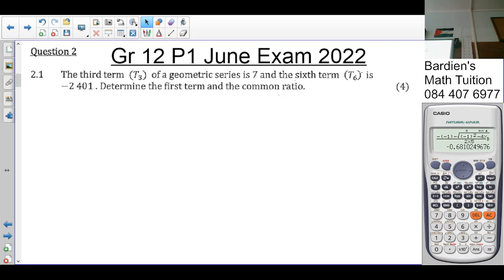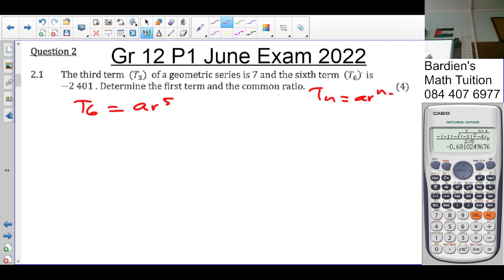Okay. Into question 2.1, this is your sequence and series question. We are told that the third term, T3, of the geometric series is 7, and the sixth term is negative 2401, so that is AR^5. Where is that coming from? Tn is equal to AR^(n-1). Okay, so that is over T3, so that is AR squared.